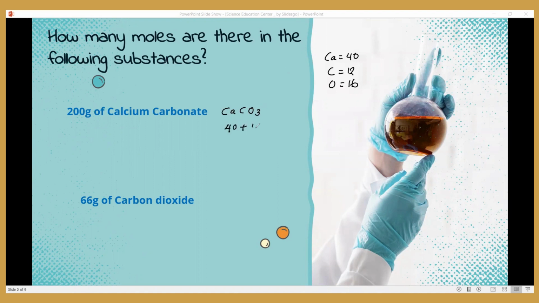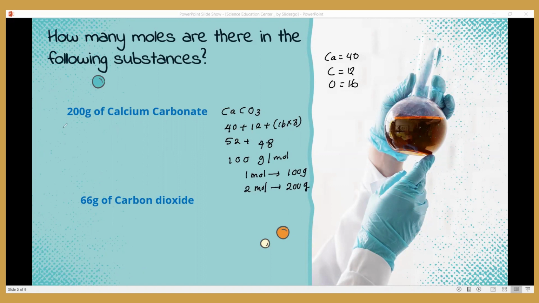40 plus 12 plus 16 times 3. So this is 52, 16 times 3 is 48, so obviously this is 100 gram per mole. So when we have 1 mole, the mass of the calcium carbonate is 100 grams. So if we are going to have 2 moles, this is going to be 200 grams.